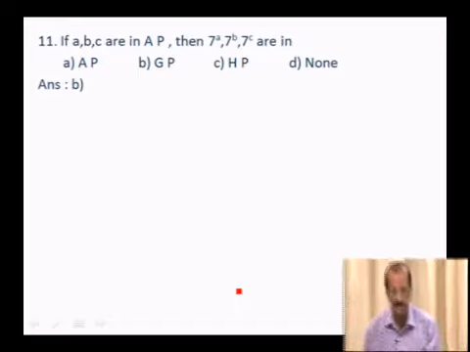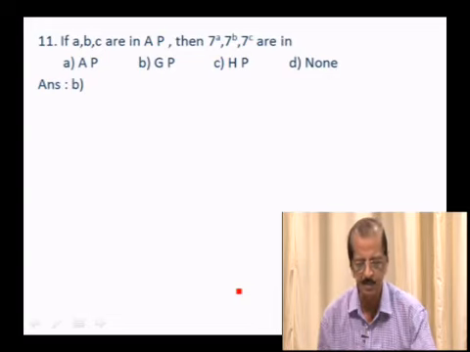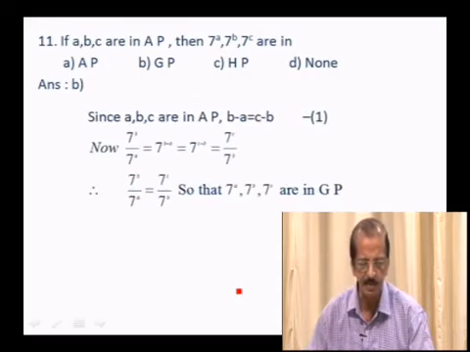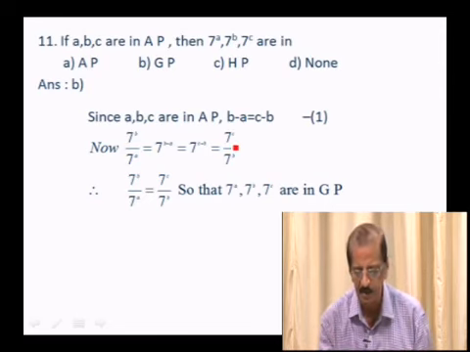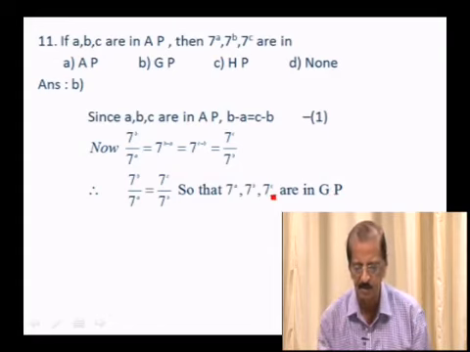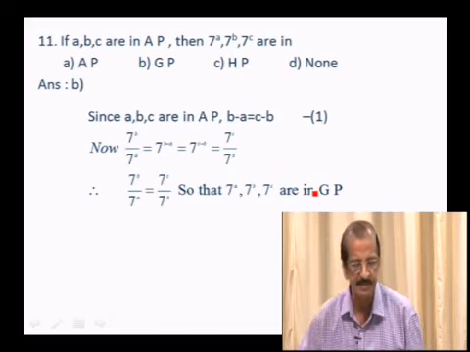If A, B, C are in AP, then 7 to the power of A, 7 to the power of B, 7 to the power of C are in AP, GP, HP, none of these. So it is very easy. You just calculate 7 to the power of B over 7 to the power of A. It is 7 to the power of B minus A. Since A, B, C are in AP, 7 to the power of B minus A is equal to 7 to the power of C minus B. So it is 7 to the power of C over 7 to the power of B. So 7 to the power of B over 7 to the power of A must be equal to 7 to the power of C over 7 to the power of B, so that these three are in GP. 7 to the power of A, 7 to the power of B, 7 to the power of C are in GP. So answer is option B.